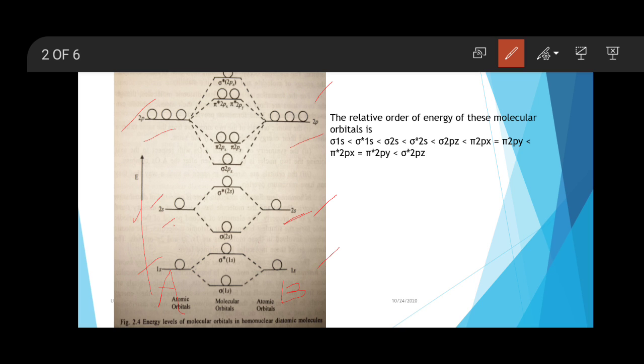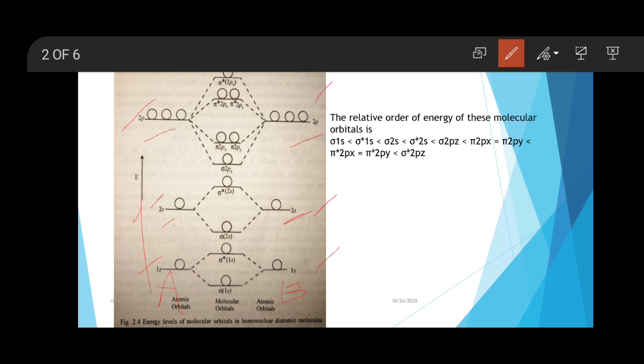Now students, it is very important to remember this combination, because unless you know the MO diagram, it is very difficult to understand the MOT chapter. To understand the MO diagram is essential. So always remember, in an MO diagram, the two extreme ends of the diagram have atomic orbitals, and the middle of the diagram has the molecular orbitals.